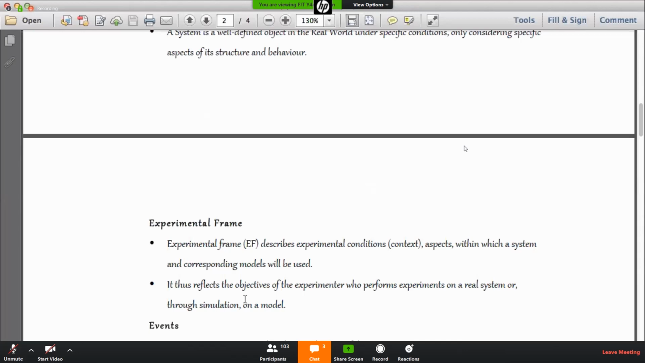Now, there is another element, what we call the experimental frame. I'm going to explain this, but before I go into it, I want us to take ourselves into a unit you did on research methods and technical writing.